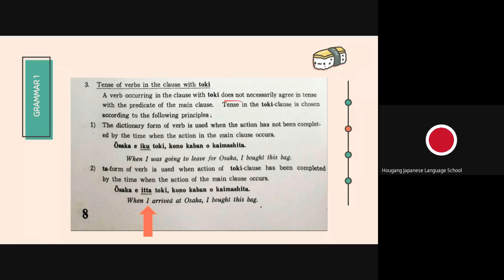Next, the tense does not necessarily agree. All they're trying to say is an example. Look at just these two examples now. Osaka iku toki, when going to Osaka, I bought a bag. Okay, when I'm going to Osaka, I bought a bag. Compared to this one, Osaka itta toki. It's only this part that is different. When I went to Osaka, I bought a bag. So what's going on? What's the difference? Look at the translation first.